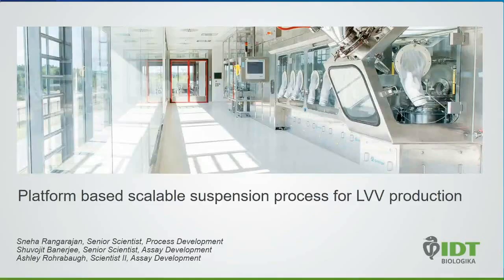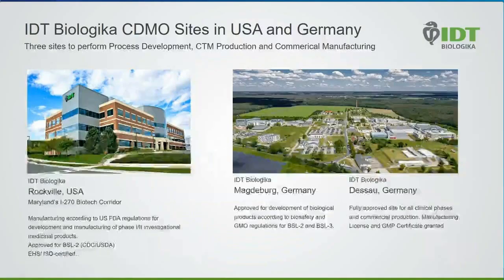Good morning, everyone. My colleagues and I are here to talk to you about our platform-based scalable suspension process for lentiviral vector production. So a little bit of background about who we are and where we are located. We are a CDMO and we have a total of three sites, one in Rockville, Maryland, and two in Germany. In Rockville, we are developing phase one and phase two clinical trial materials, and we have a process development as well as manufacturing suite on site.